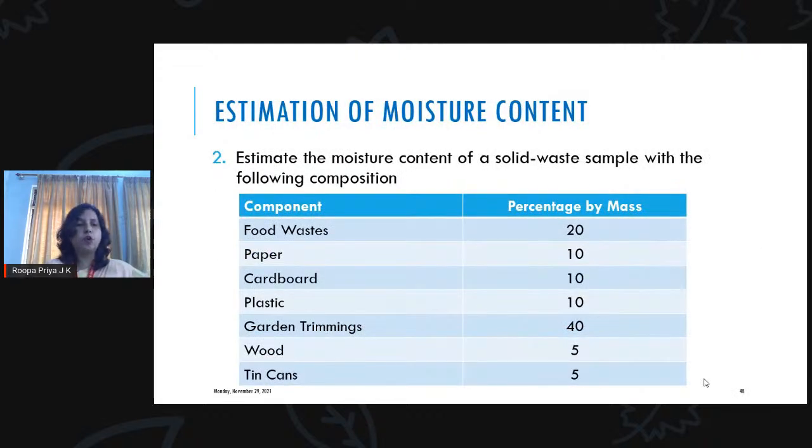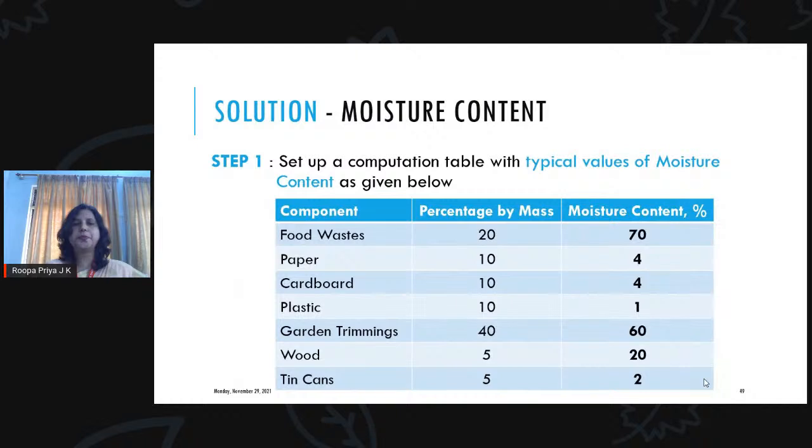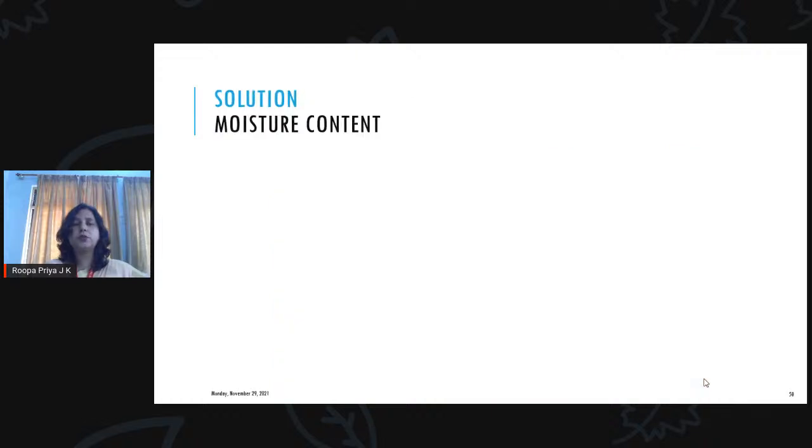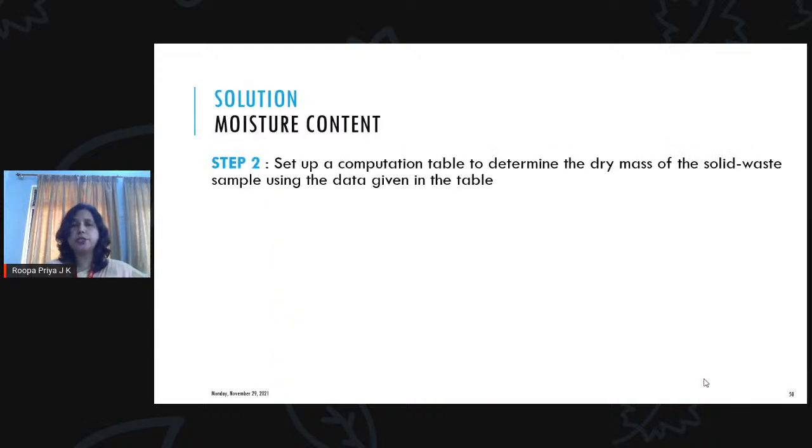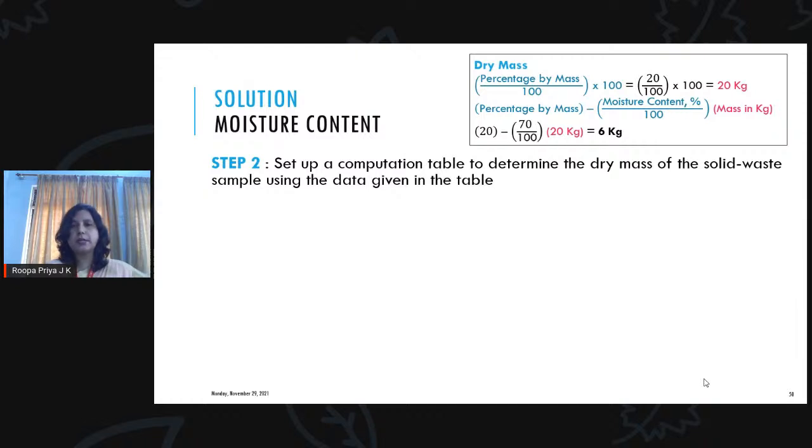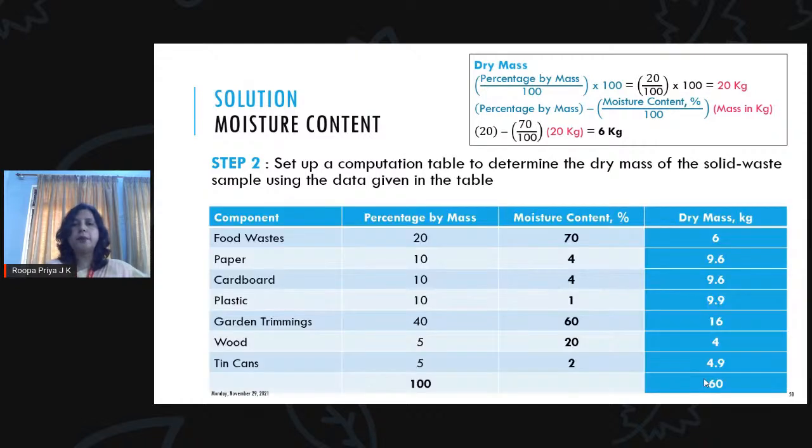Let's take another example for calculating the moisture content. This is to estimate the moisture content with a given percentage by mass. We have the typical values for moisture content given in the last column. These are the standard typical values, which we require to evaluate the moisture content. With this, we have to calculate the dry mass of each and every component of the solid waste. Now we know that the dry mass is calculated as given above. By using this simple formula, we have the last column with the dry mass in kg for each and every component. And the total dry mass according to this table is 60 kgs, produced by all these components of solid waste.